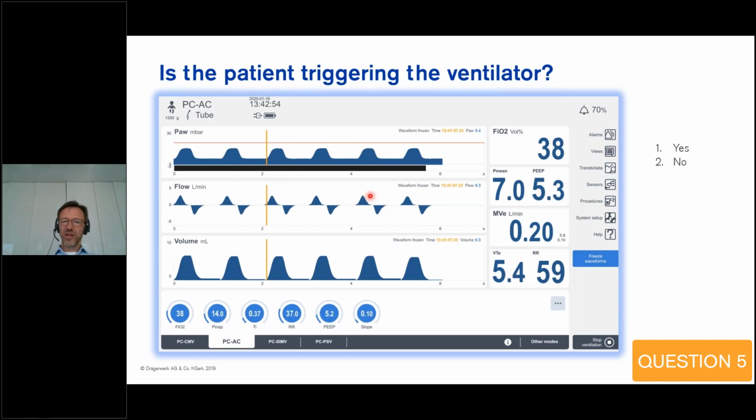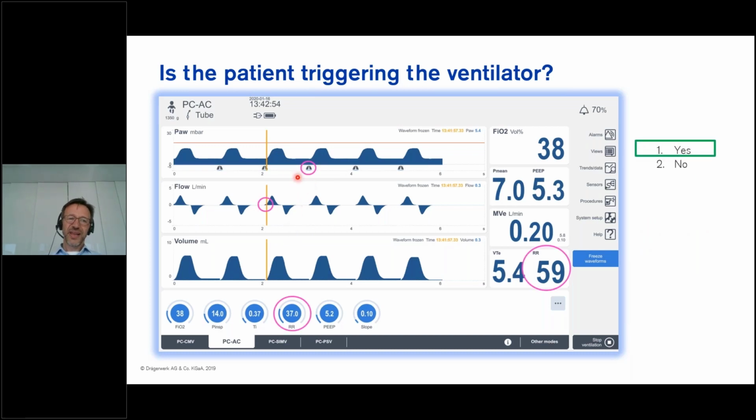Nevertheless, I will help you a little bit with answering this question because I have frozen this curve at this point and put the cursor line at the beginning of the breath. So the two choices you have this time are very easy. It's yes or no. So is the patient triggering the ventilator? Number one is yes, number two is no. So we can start now the voting.